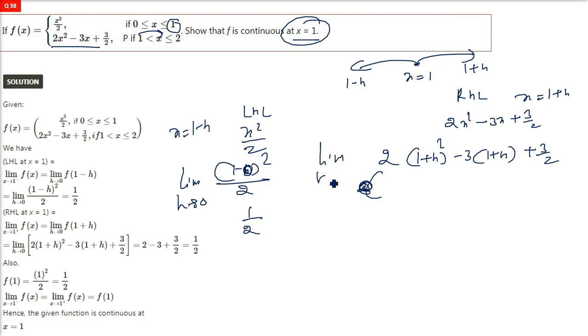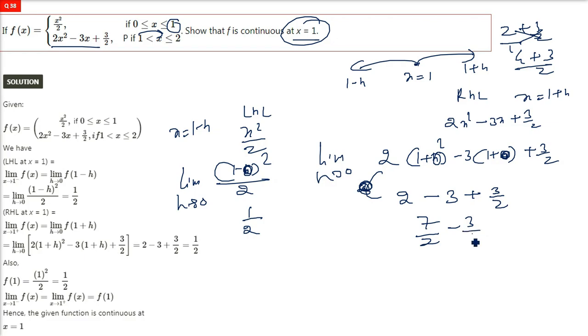So limit h tends to 0. This is 2, h is 0, so 2 into 1 squared is 1 only. It will be actually 2 − 3 + 3/2, because eventually everything is 1. We have this leverage here because it is 1 plus h and 1 minus h. So 2 − 3 + 3/2: 2 + 3/2 is 7/2, subtract 3, so (7 − 6)/2 is going to be half.